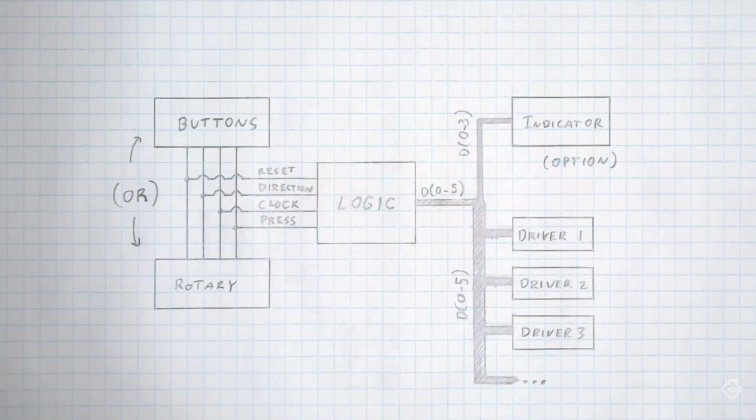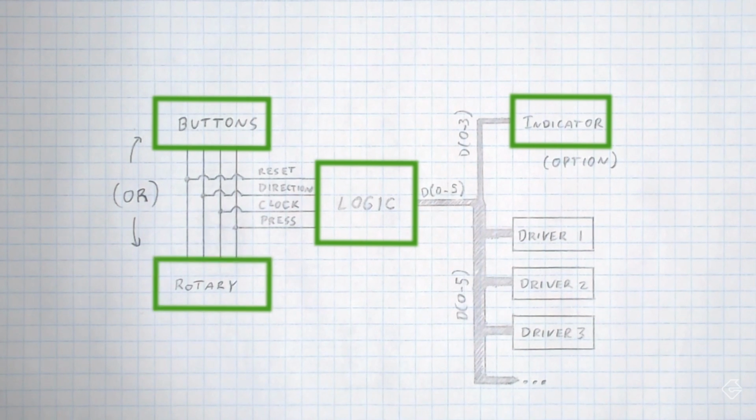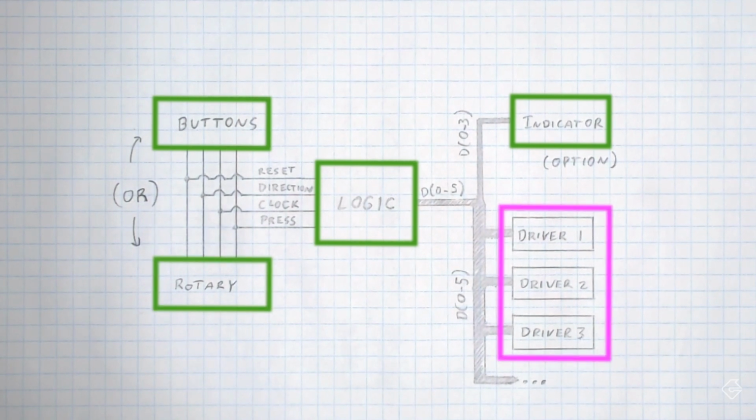So I think we have one more episode to go before we're done designing our printed circuit board. If we go back to our block diagram, we've done our indicator, we've done the logic, we've done the buttons, we've done the rotary. What we have to do now is design the PCB for the drivers and connect them up. We're going to do that on our next episode.